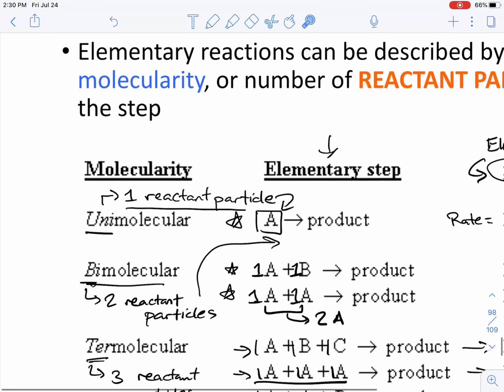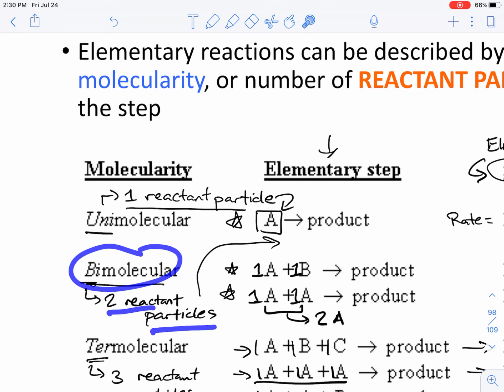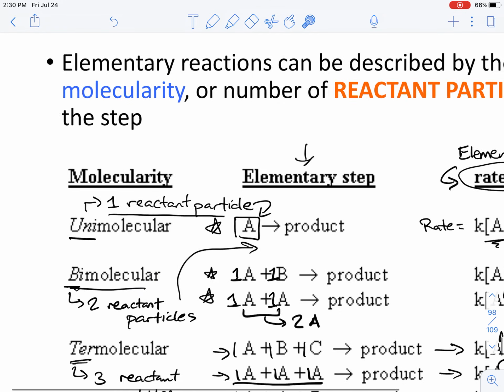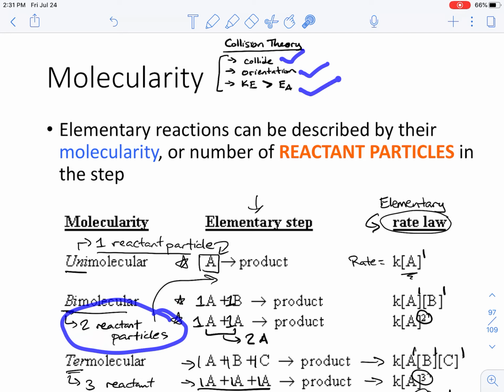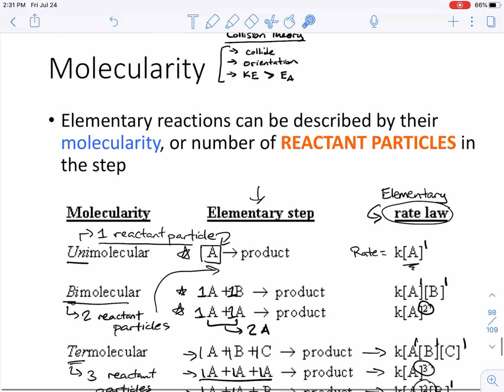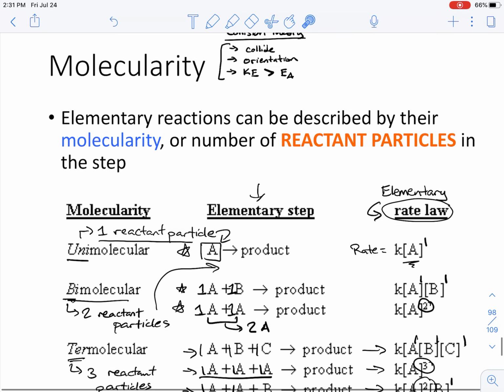So for a bimolecular reaction, in which you have two reactant particles, we have to consider the probability that those two reactant particles will collide. And when they do collide, how likely is it that they'll have the proper or the correct molecular orientation? And how likely is it that they'll have enough kinetic energy to overcome the activation barrier? And so, the probability becomes less than unimolecular, but it is possible.